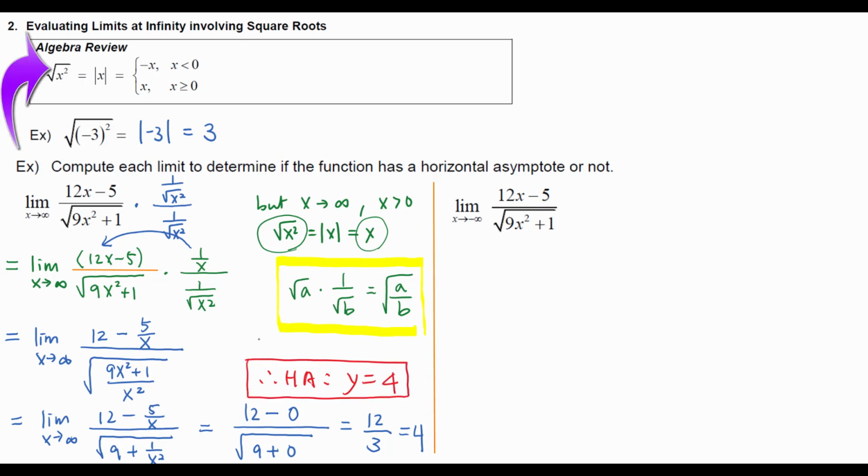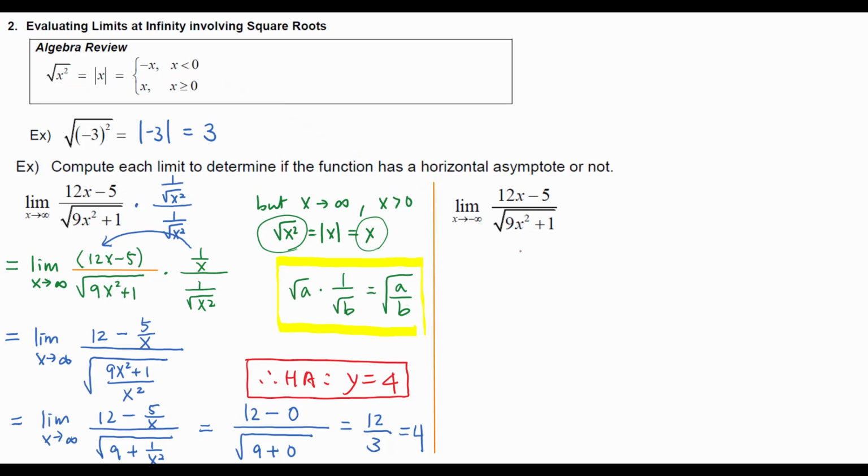And you can see that because the square root of x squared is x if x is positive, the square root of x squared is the opposite of x if x was negative. So if x goes to negative infinity, then x is a negative number, so the square root of x squared is equal to the opposite of x, which will result in 2 horizontal asymptotes for this function.